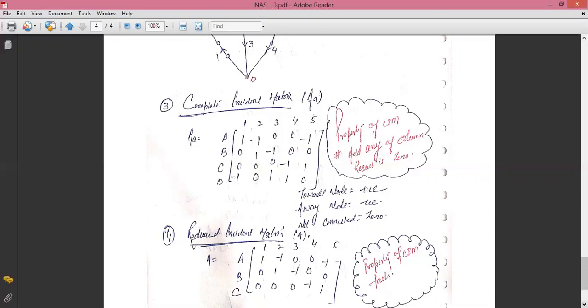Clear? Now anybody having any doubt related to today's lecture can ask me. Anybody having any doubt? No, sir. Is it understood by all of you? Yes, understood, sir. So this is the complete problem where we are converting a circuit into the reduced incident matrix.